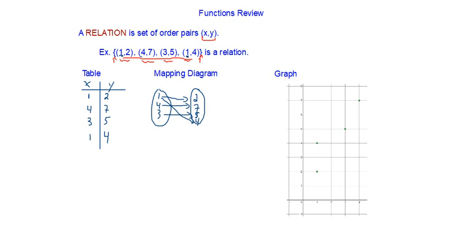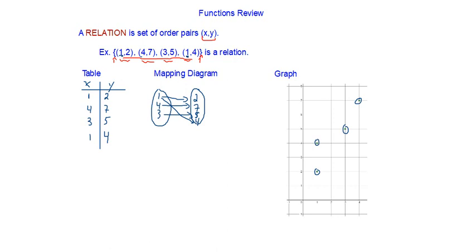All right, and the other way that we can look at a relation is by looking at a graph. You can see here, we plotted the point 1, 2. That's right here. That's the first point. The point 4, 7 is over here. The point 3, 5 is here. And the point 1, 4 is here. You can see those 4 points make up our relation.